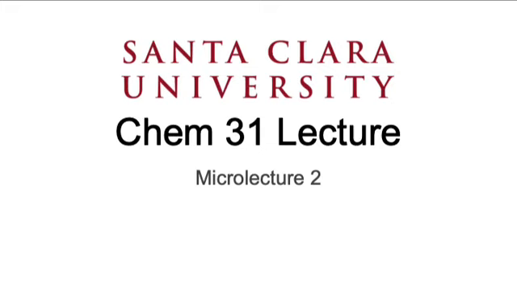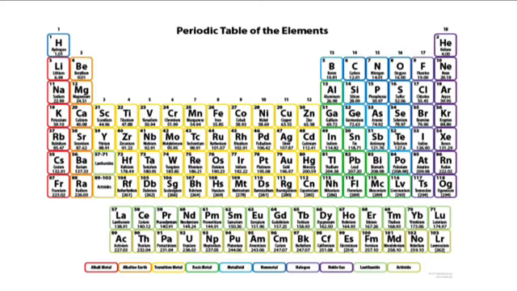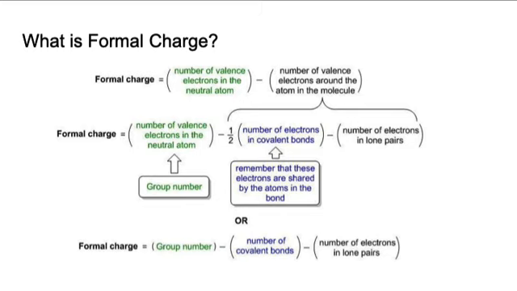Welcome to Microlecture 2 on formal charges and bond polarity. I've got a better periodic table now. This one has more than just carbon on it. I want to remind you that the valence count for any of these elements is going to be the group number. So carbon is 4, oxygen is 6. And I'm reminding you of this because we're going to be using the valence count in our formal charge calculation.